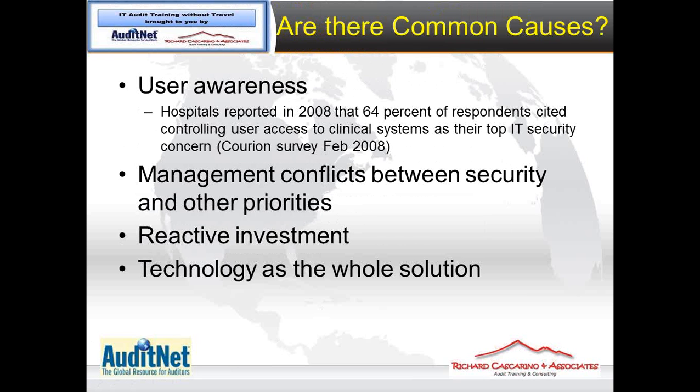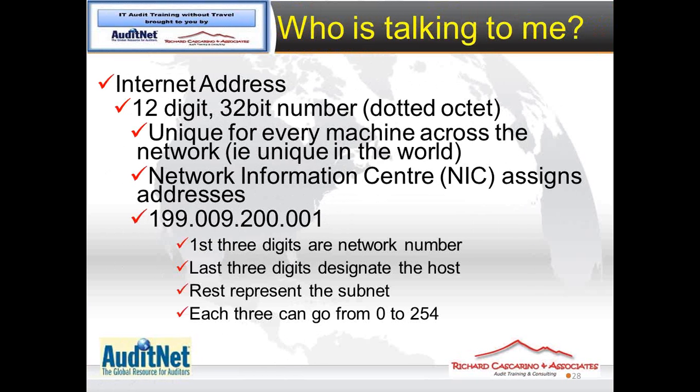So how do we work with this internet stuff? How do I determine who's actually talking to me at any given point in time? We all know our internet addresses. It's a 12-digit 32-bit number, what's known as a dotted octet. It's an octet because in binary you can count from 0 to 7 in 3 bits. Now, the internet address is unique for every machine across the network, and since the internet is worldwide, that means it's unique for everyone in the world.